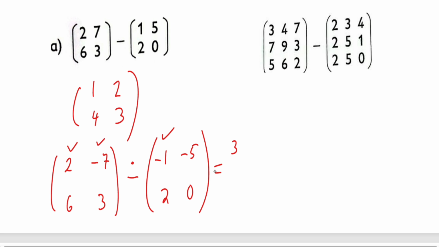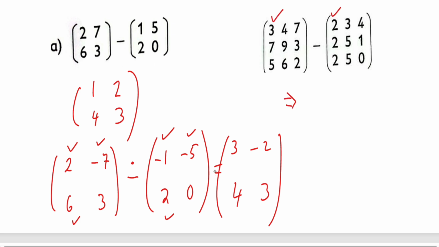Again, minus 7 minus negative 5. So it's just plus, and therefore minus 7 plus 5 gives you negative 2. So this is negative 2. Now what about 6 minus 2 gives you 4, and 3 minus 0 gives you 3. So this is what happens if you have negative signs inside the bracket and you're subtracting it. So now let's try with this last question.